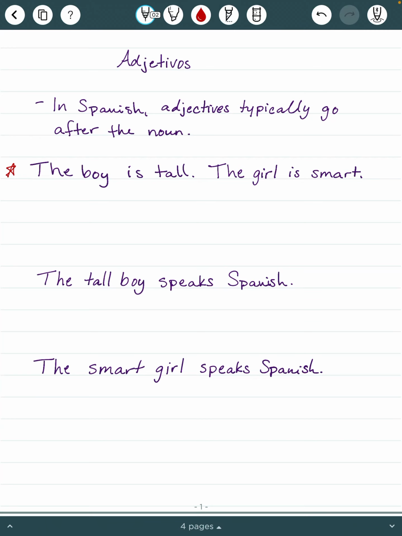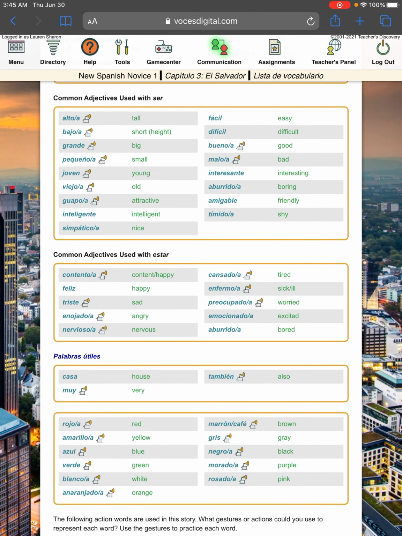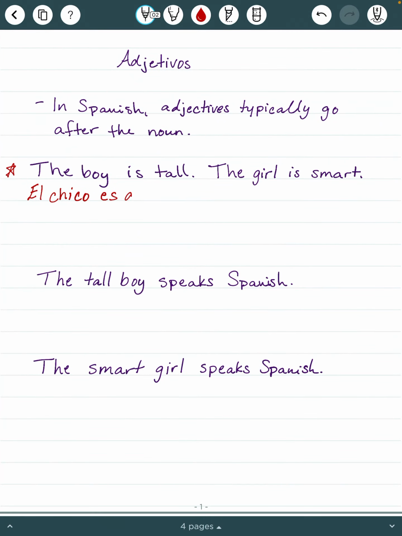So to take a look at these, if I want to say the boy is tall, I'll say el chico, the boy, and then is, es. And then our word for tall, if we're not sure, we're going to look at our vocabulary list and we'll find it right there at the very top. Alto is the word for tall. So, el chico es alto.